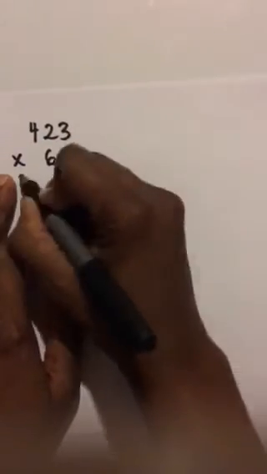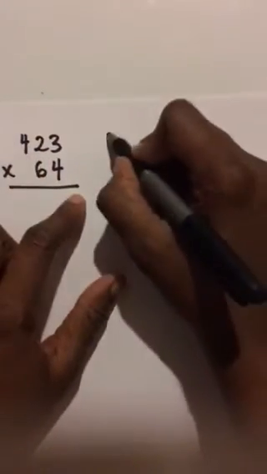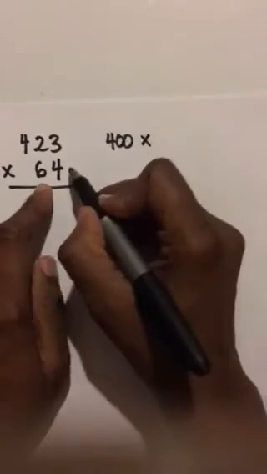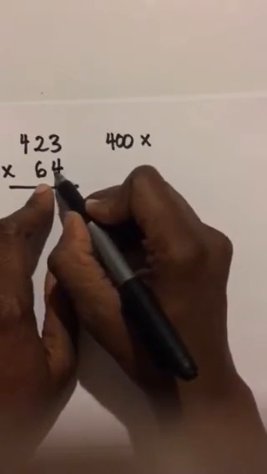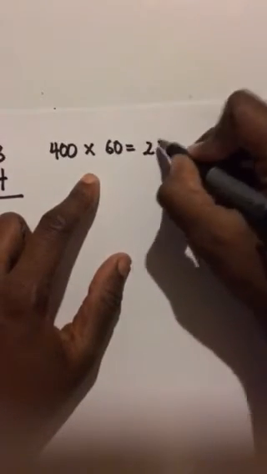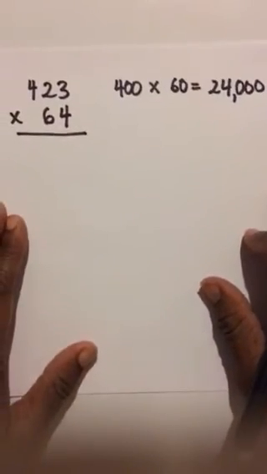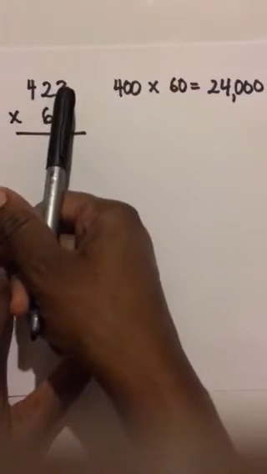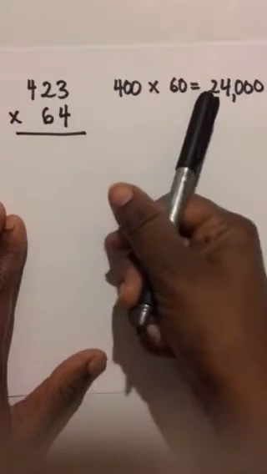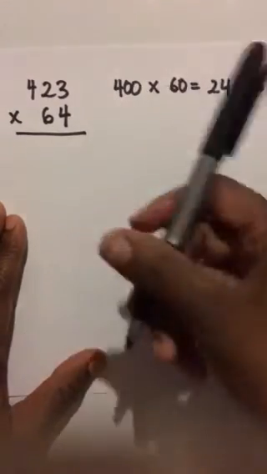Let's do 423 times 64. Estimate. A friendly number for my first factor is 400, times a close but easier number to 64, which is 60. 400 times 60 is 24,000. So my product should be about 24,000. Now I actually rounded to the lower benchmark, so my actual product might be less than or greater than 24,000.